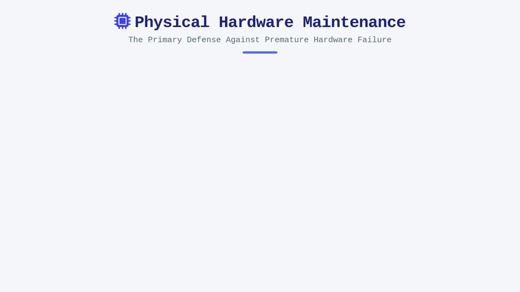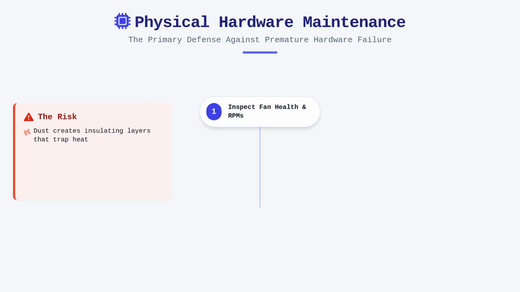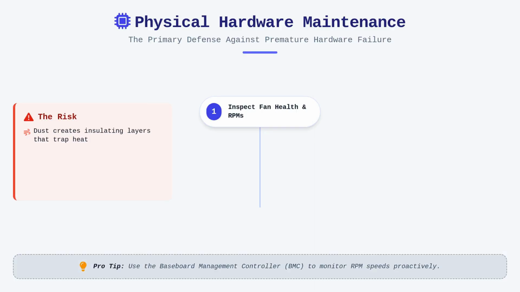Physical maintenance is often overlooked, yet it remains the primary defense against premature hardware failure. Dust accumulation within chassis intakes and exhaust ports creates an insulating layer that traps heat, forcing internal fans to work harder and eventually fail. You must establish a routine schedule to inspect fan health, listening for bearing noise or monitoring RPM speeds through the baseboard management controller.